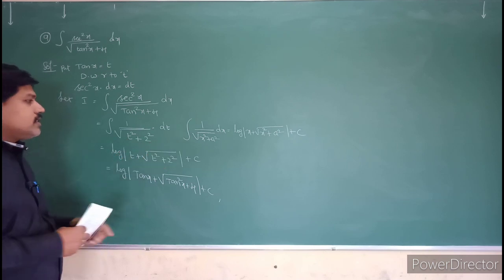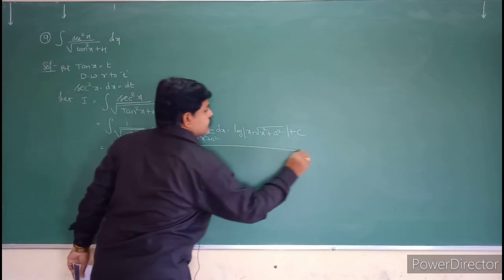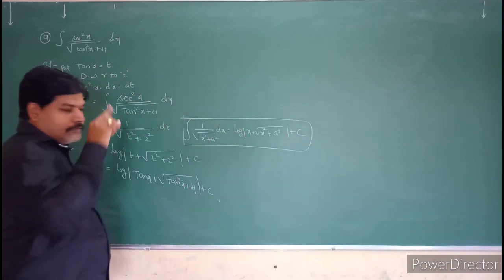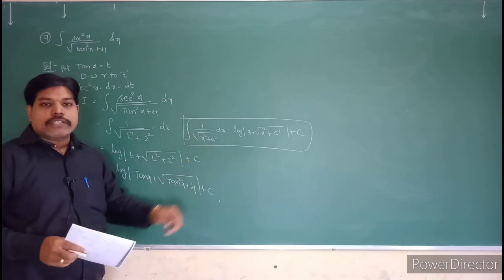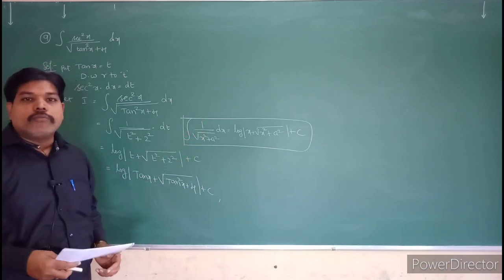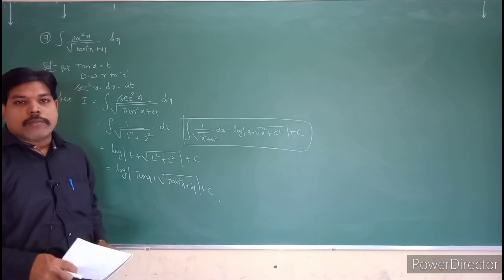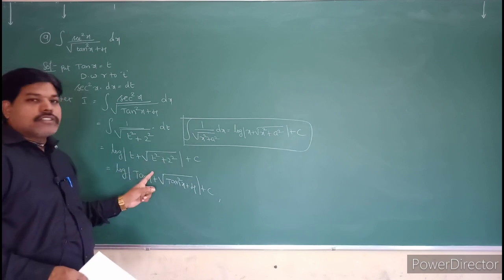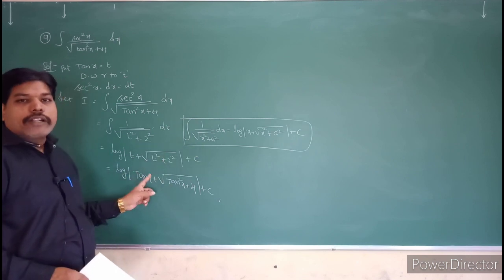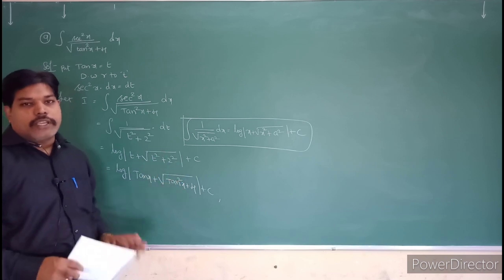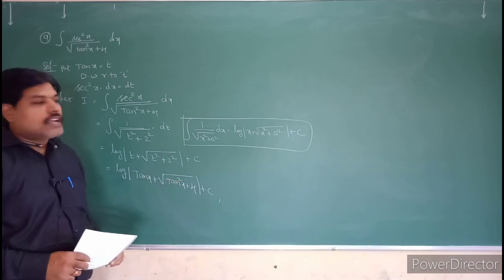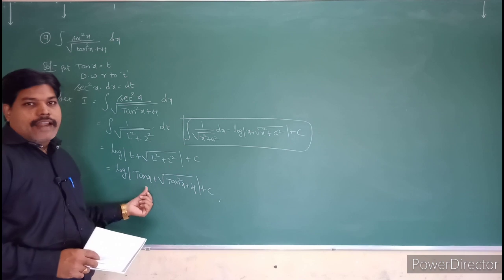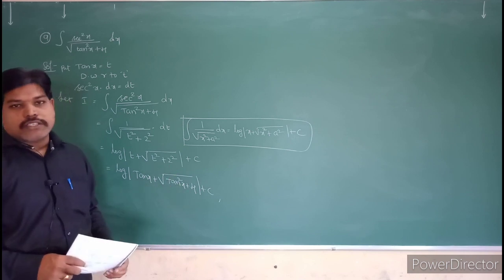What is this formula? The formula is here. Write down the formulas. Integral 1 by root of x square plus a square into dx is equal to log of mod x plus root of x square plus a square plus c. Just replace the values here: log of mod t plus root of t square plus 2 square plus c. So what is the t value? T value is nothing but tan x. Tan x plus root of tan square x plus 4 plus c.